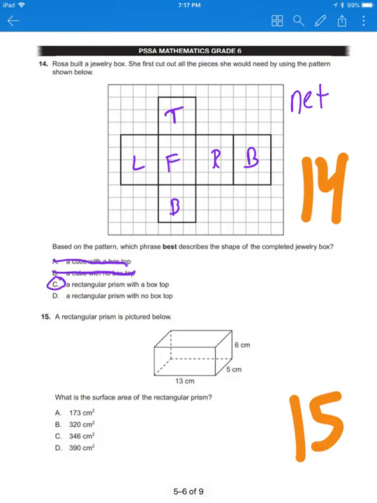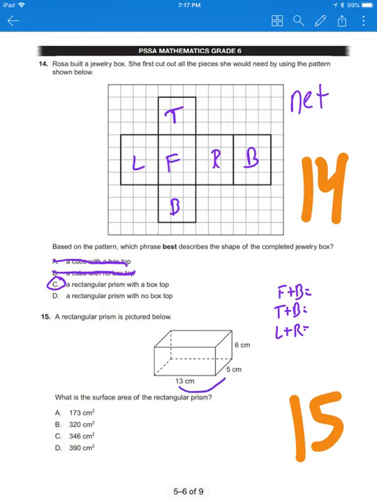All right, next one. A rectangular prism is pictured below. What is the surface area of the rectangular prism? So remember, surface area of a rectangular prism, we're going to find the front plus the back, top plus the bottom, left plus the right. All right, we're going to do the circle of fear, death, and destruction part 2.